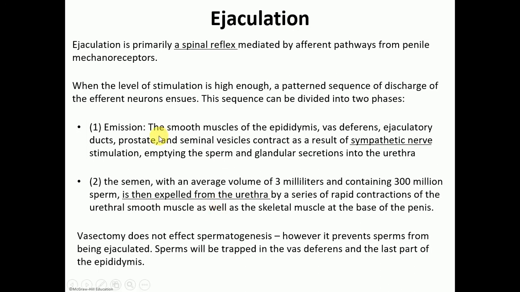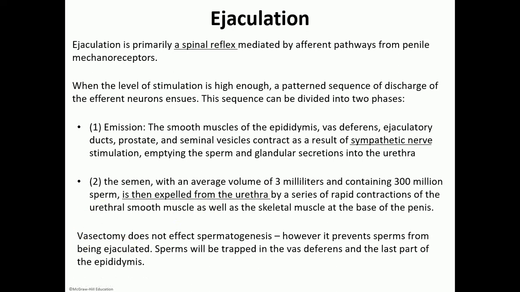Emission is that contraction I was just talking about, of the smooth muscles of the epididymis and vas deferens, until the semen is pushed out. The volume of semen is about 3 milliliters, and it contains about 300 million sperms. As a method of contraception, there is a procedure known as vasectomy, which is basically cutting the vas deferens.